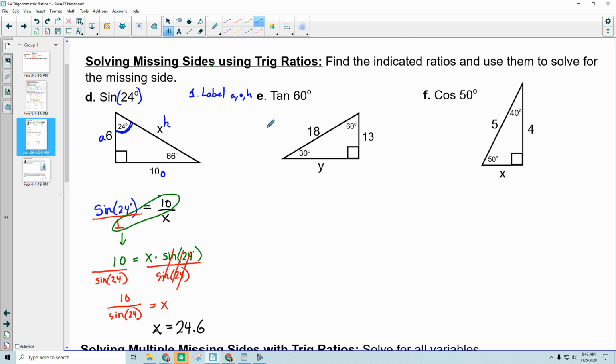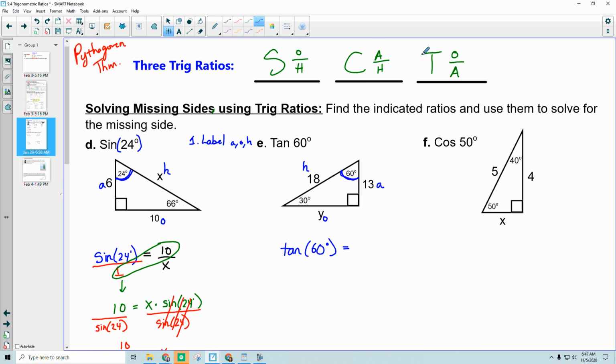All right, let's try this with another problem. So this one I'm finding tangent of 60 degrees. So first up, I have to label my triangle. Now, according to 60 degrees, I have to label it A, O, and H. So this is my opposite. This would be my hypotenuse and adjacent. What is my output? So tangent gives me the output opposite divided by adjacent. So my opposite is y divided by adjacent, which is 13.